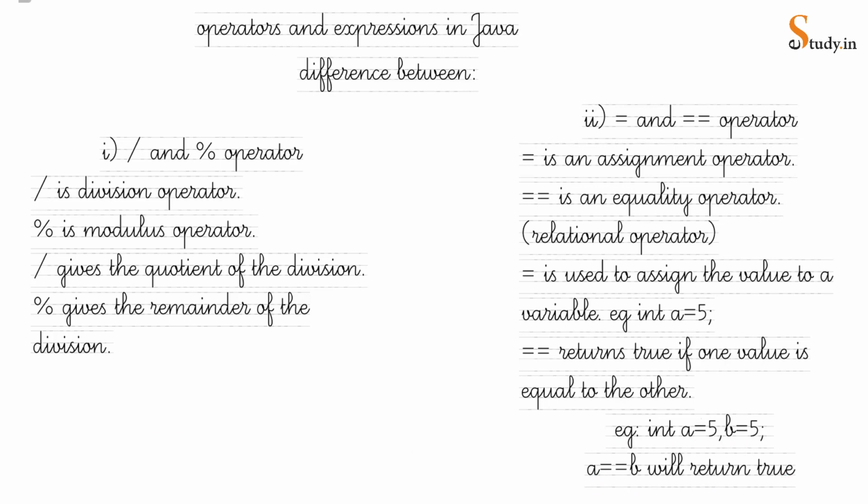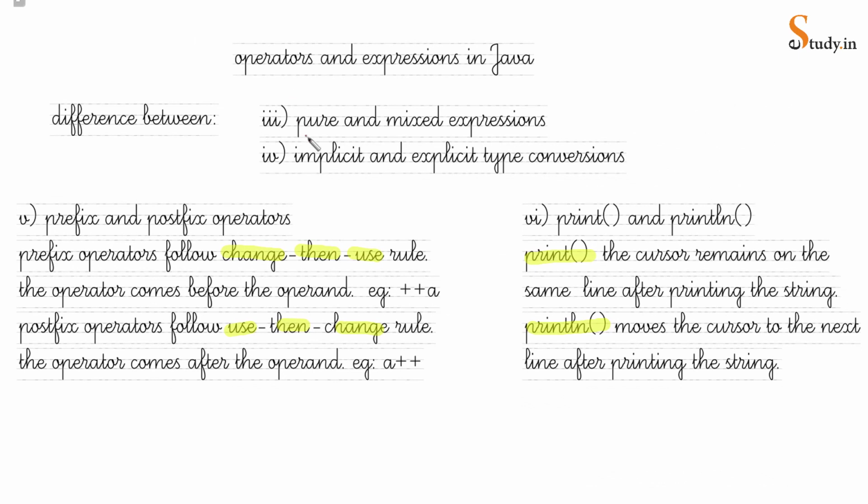Okay. Now the next is, what is the difference between a pure and a mixed expression? This we have already discussed in the previous questions, so you can write those points only. Again, implicit and explicit type conversions have already been discussed. Now the next is prefix and postfix operators.